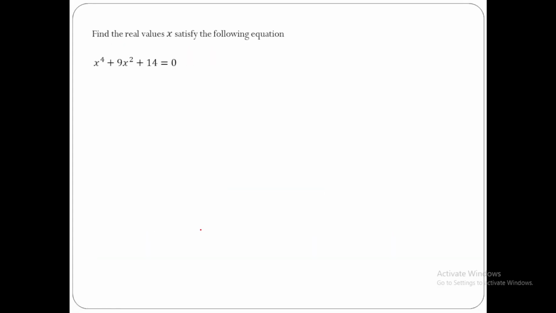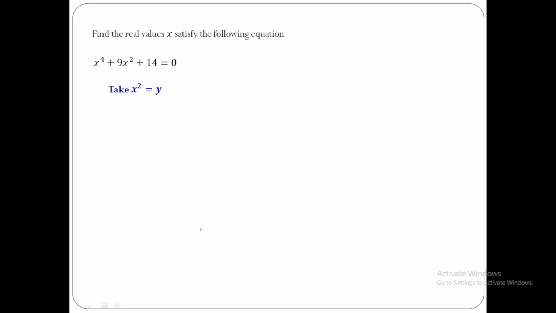Let's see the first question. x power 4 plus 9x squared plus 14 equal to 0. Here, shall we take x squared as y? Yes, we can. When we take x squared as y, x power 4 is converted into y squared. They are asking whether there are any real values that satisfy this equation. Shall we proceed with the problem?